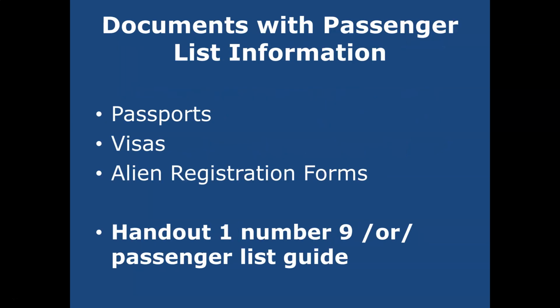Other documents with passenger list information include passports, visas, and alien registration forms. For more information on that, see your handout marked number 1 and item number 9, which will give you more information. You could also look at the passenger list guide that I showed you earlier on the library's website, and that will also give you this information.